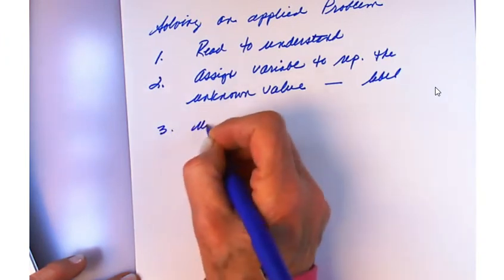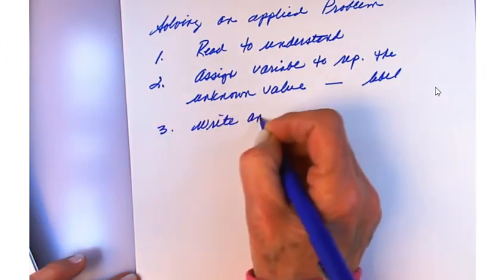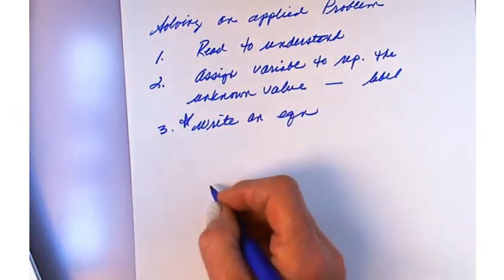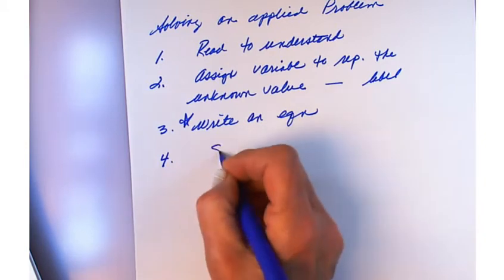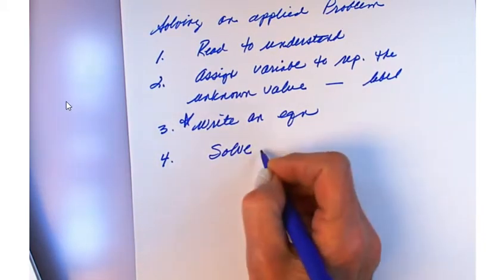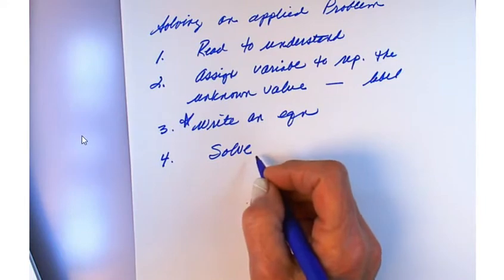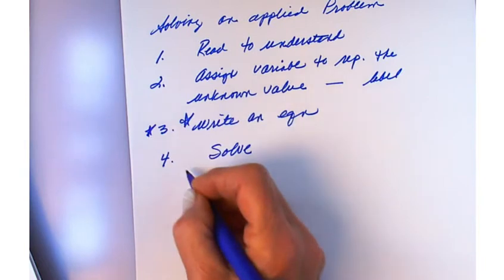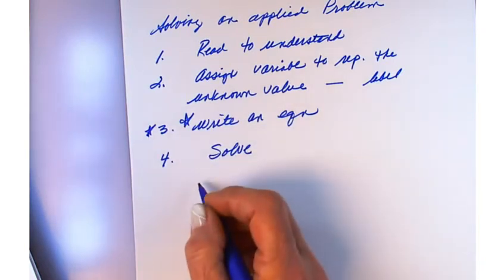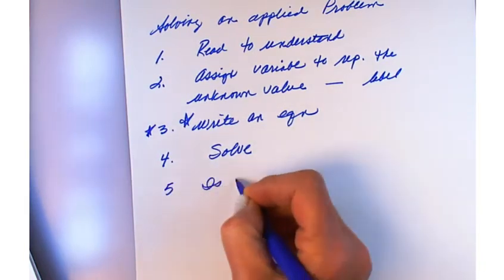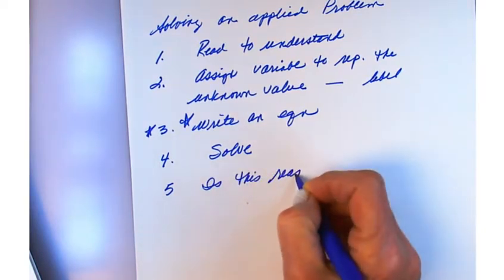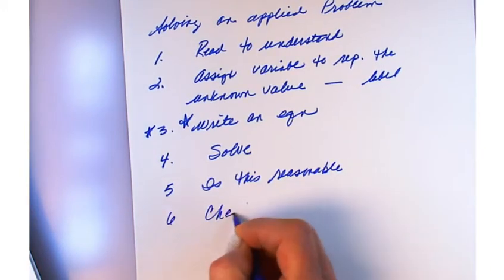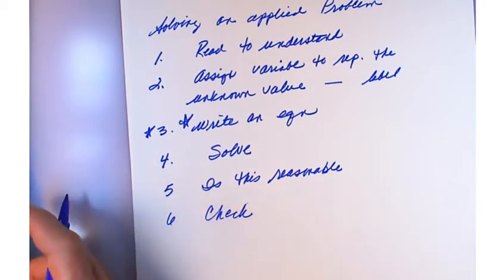Number 3, write an equation. Obviously, that is our main goal here, is to write the equation. Then solve it, which you're going to say, okay, I can always solve the problem, I just can't write the equation. So that's what we're going to be working on now, is learning how to write it. Number 5, is this reasonable? And number 6, we're going to do a check. Okay?